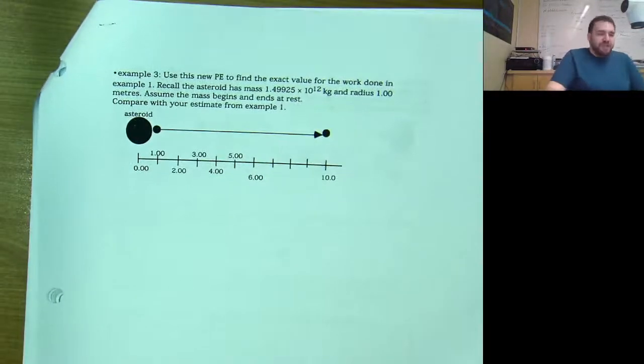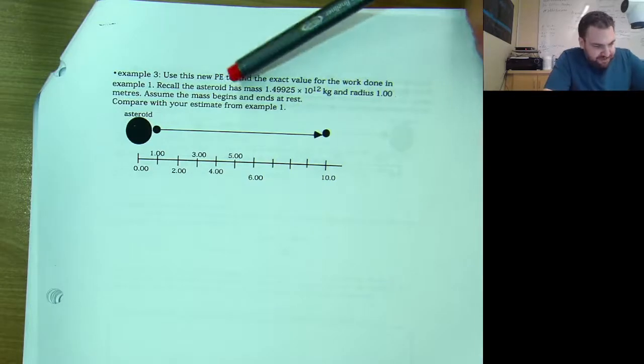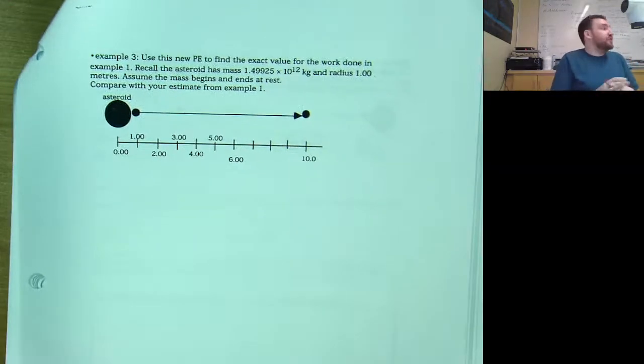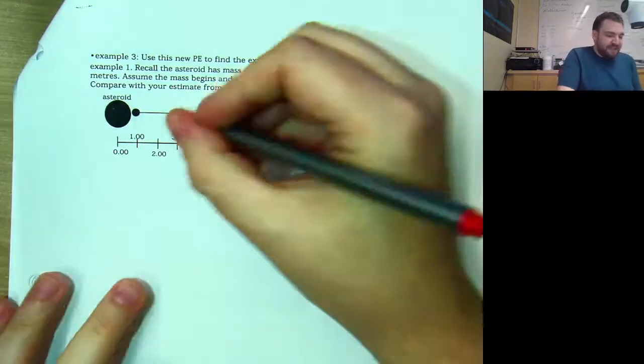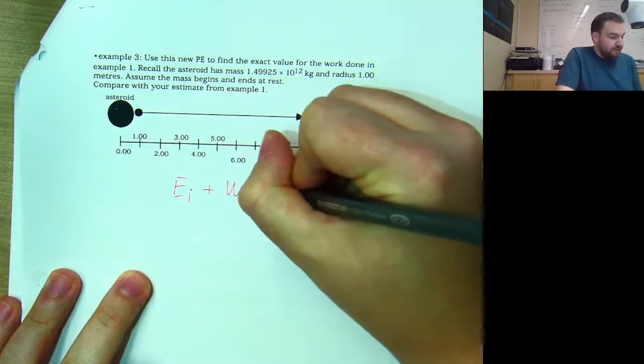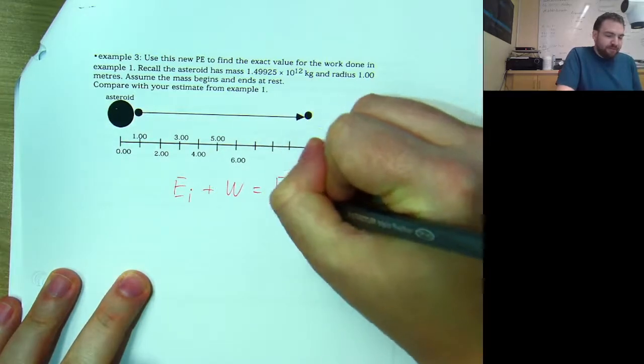So we're going to use this new formulation for the potential energy to find the exact value for the work done. We're going to get the same value we've got now twice. We're going to do it again, except we're going to use the work energy theorem. Work energy theorem said this: energy initial plus the work done is going to be equal to energy final.